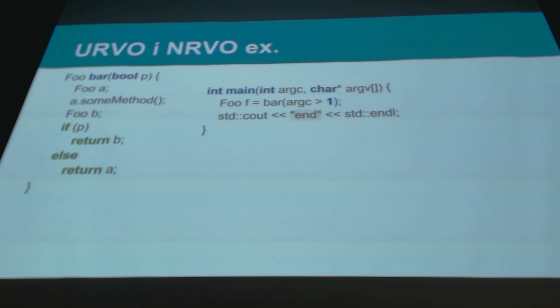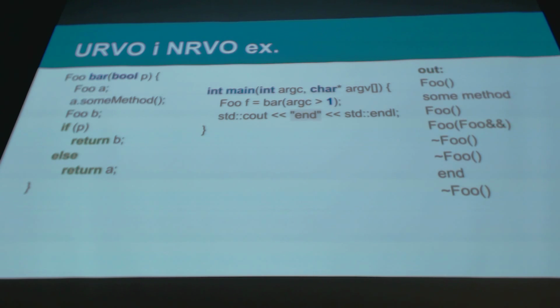Okay, and what happens if we construct two different objects and then return one of them? In this case, the compiler cannot use return value optimization because, for example, what if the constructor of foo would put something on the output, right? Then the compiler cannot do this optimization, because we have to construct two objects. We just cannot skip one construction.